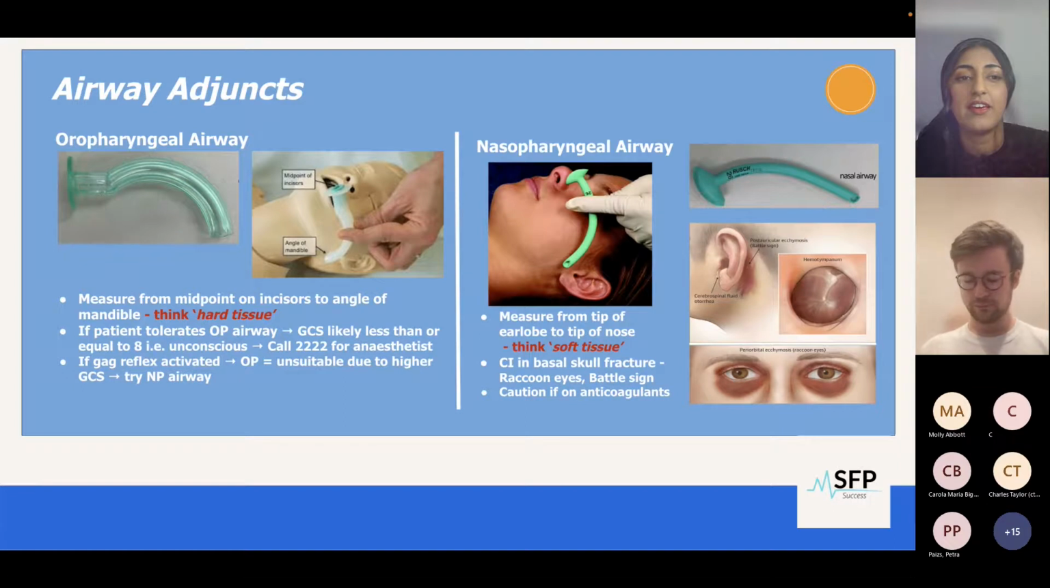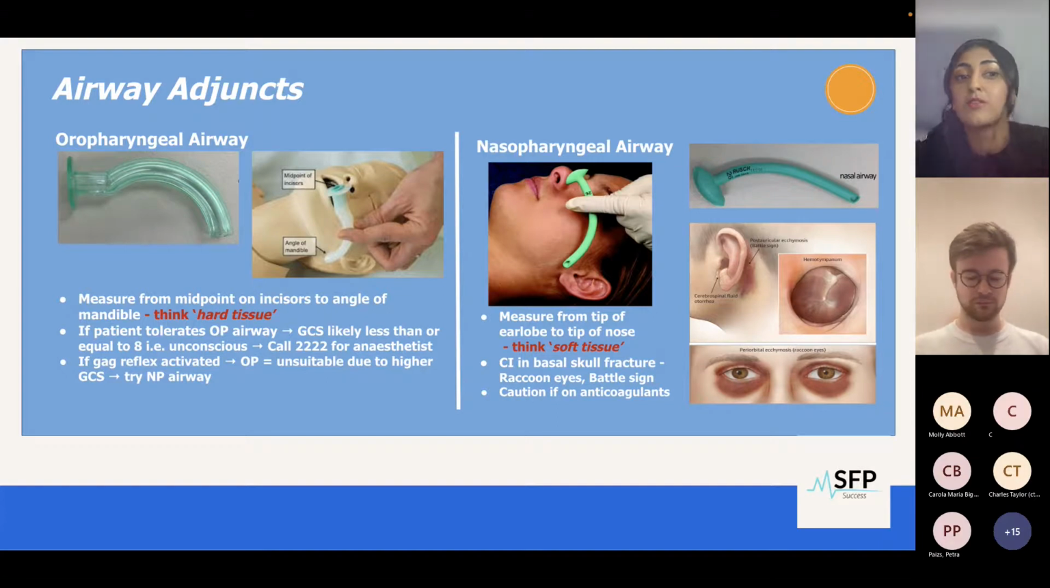What I would advise is that you all read through the different airway adjuncts. There are your different ones: nasopharyngeal, oropharyngeal, i-gels, LMAs, and ETTs. But the main two that I think you need to know really well are the ones that we have on screen right now. So we'll talk through oropharyngeal airways.